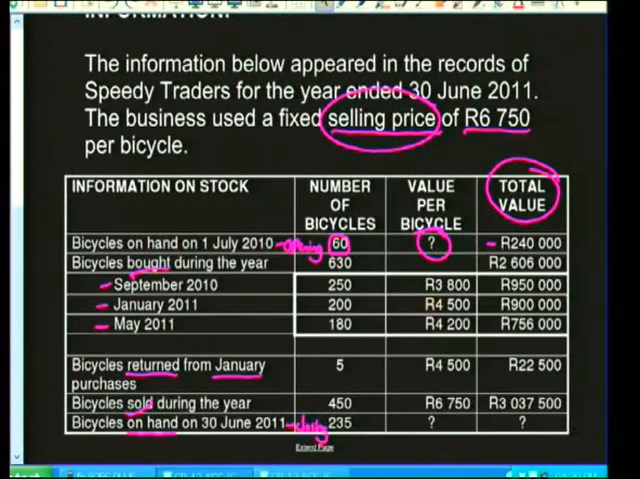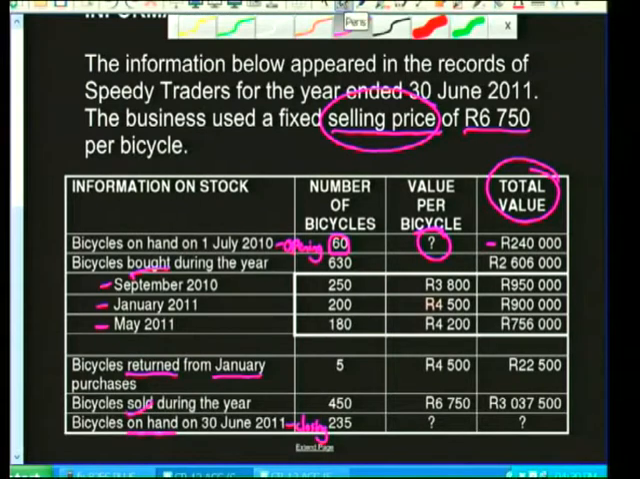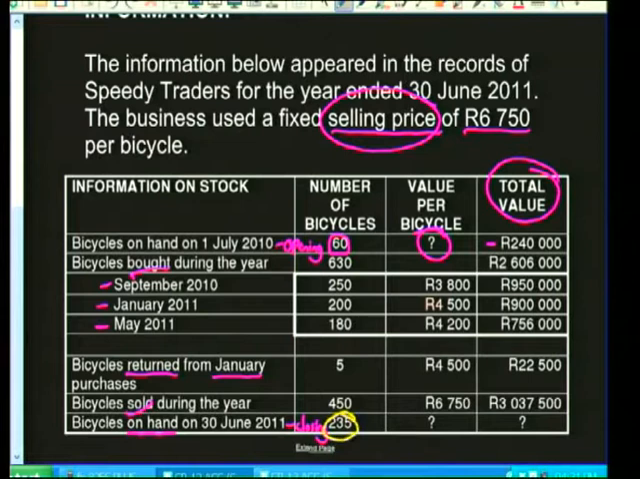Let's look back at our information. You can see there that at the end of the year, on the 30th of June 2011, we now have, I'll use a different color here, 235 bicycles. But the trouble is that we don't know the total value of the bicycles we have. In fact, we have got a question mark over there. So what we need to do is apply the knowledge that we have about the FIFO system. Remember that FIFO stands for first in, first out. So the first bicycles that are going to be sold are the first bicycles that came in.